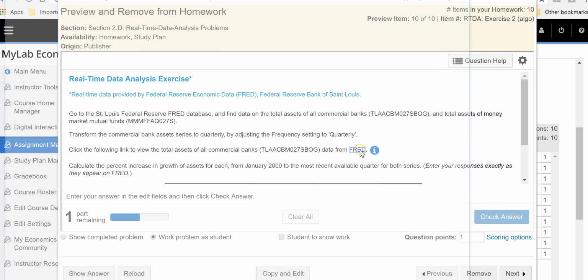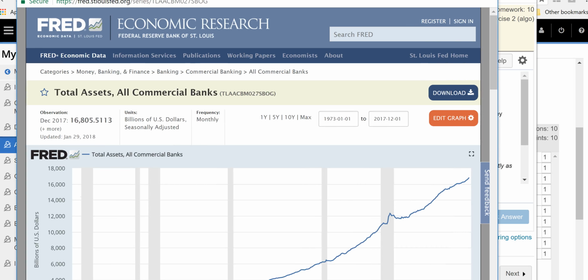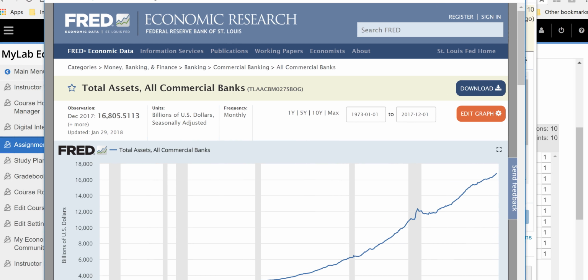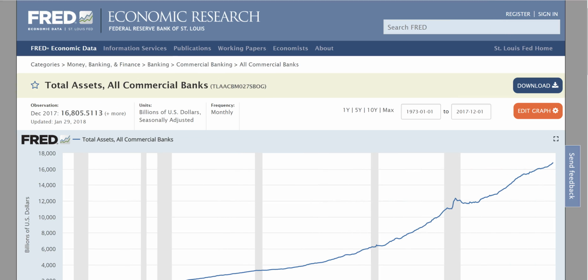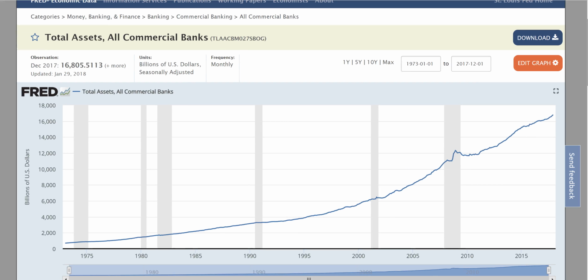So let me click on this link. Now you can see this directs me to the FRED website, and this also directly gives me the total assets of all commercial banks. And from these two boxes, you can see the time periods start from 1973 to December 2017.